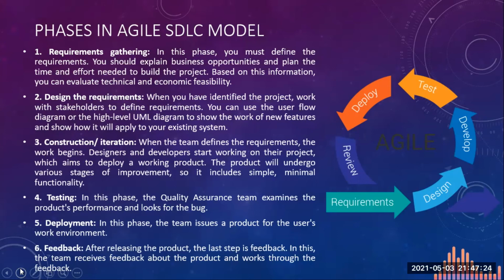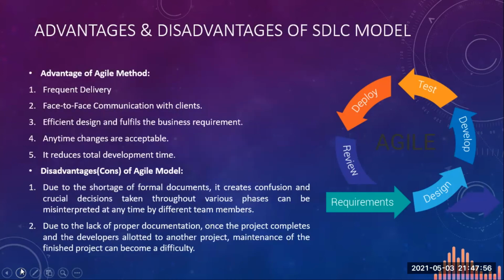Fourth is the testing phase. In this phase, the quality assurance team examines the product's performance and looks for bugs. And the fifth phase is the deployment phase. In this phase, the team issues the product for the user's work environment. Basically, whatever you have developed is deployed to production. And sixth is the feedback phase. So after releasing the product, the last step is feedback. In this, the team receives feedback about the product and how the customer thinks the product is working.